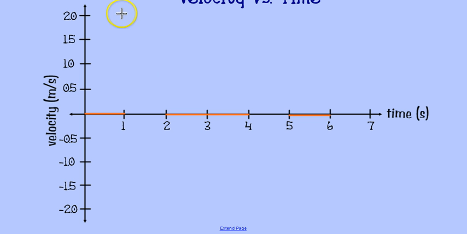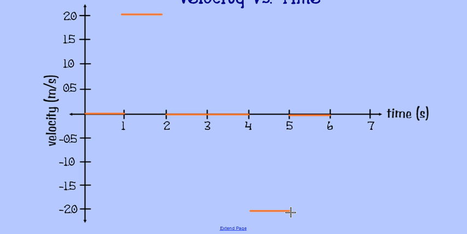So between 1 and 2 seconds, we said I had a velocity of 2 meters per second, and that was a constant velocity because I had a constant slope. And then between 4 and 5 seconds, it was negative 2 meters per second.